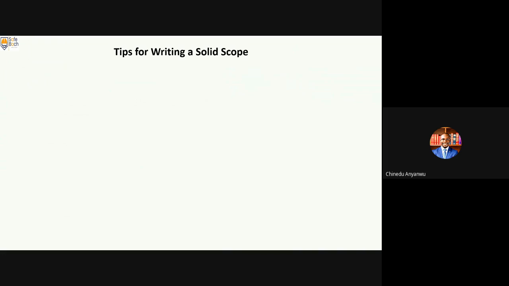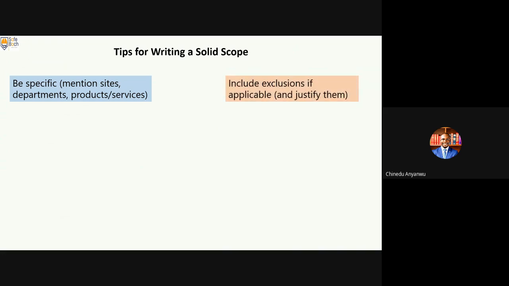Now, what are the tips for writing a very solid scope? Number one, be specific. Mention your size, mention departments. You must be specific when defining the scope of your quality management system. Number two, you must state what is included and what is not included. And if you are stating an exclusion, please clearly define and justify that exclusion. Number three is that you must ensure that it reflects the real quality management system coverage. Everything that you cover within your quality management system, please state it clearly there.